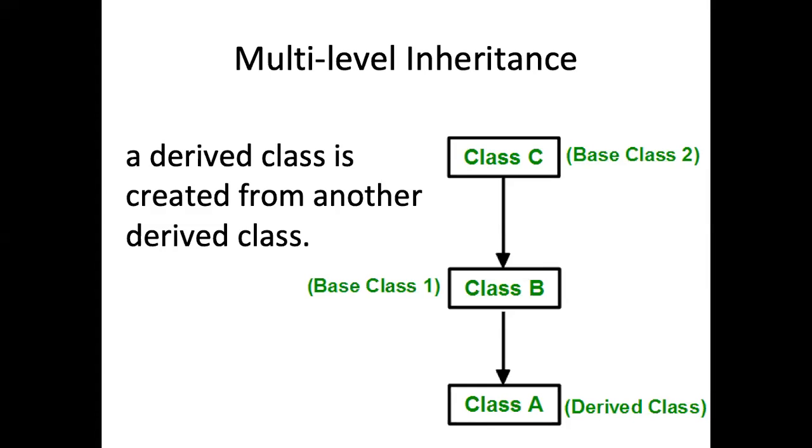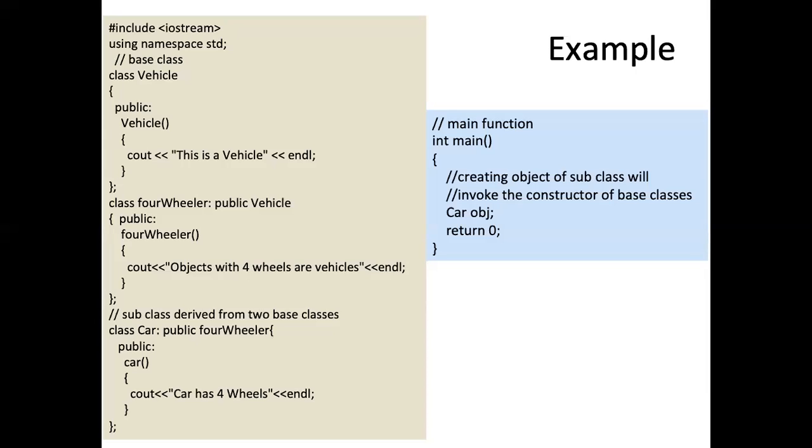ठीक है, so all those principles जो हमने पिछली स्लाइड में बताया, बेस से D2 और D2 से D3, that is an example of multi-level inheritance. Okay, here is an example of that, and this is how the constructors of these will be called. You can see here you have the base class which is vehicle. Okay. Then you have four-wheeler, which inherits publicly from vehicle, and then you have car that inherits publicly from four-wheeler.